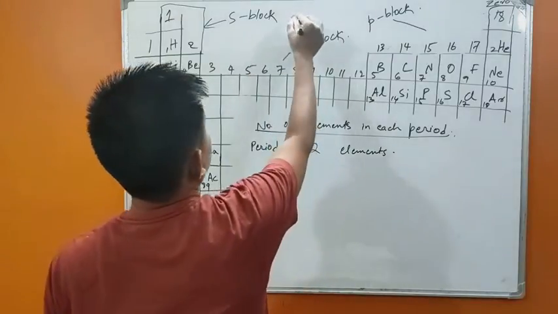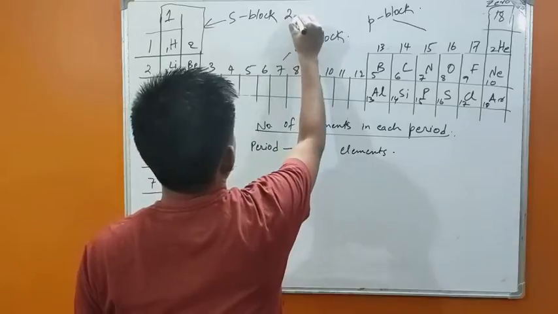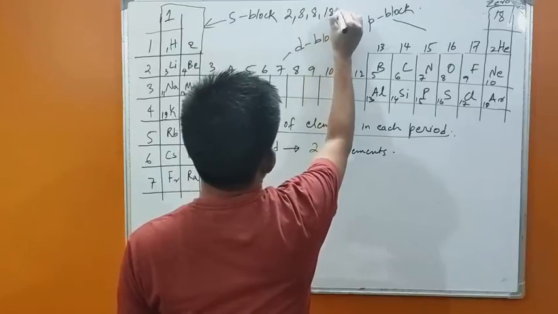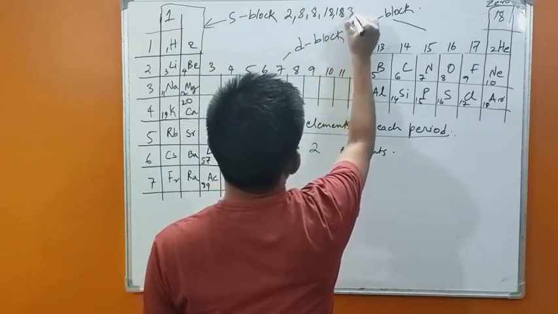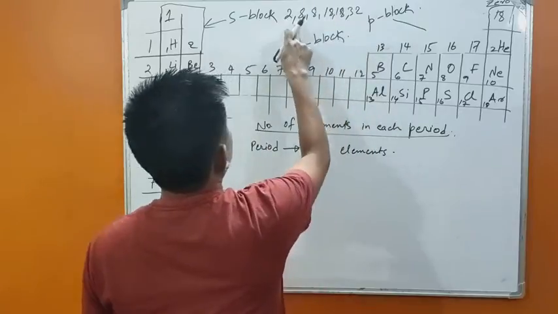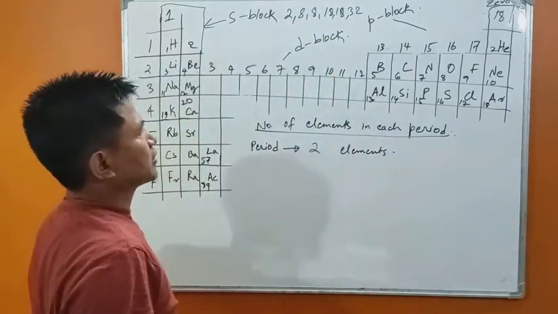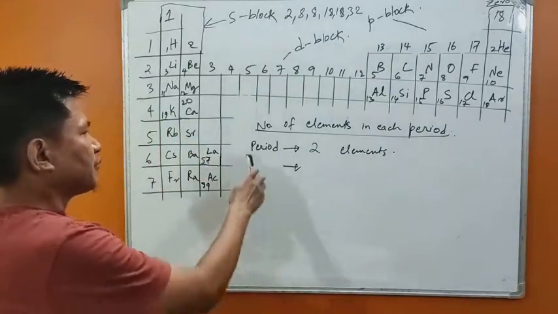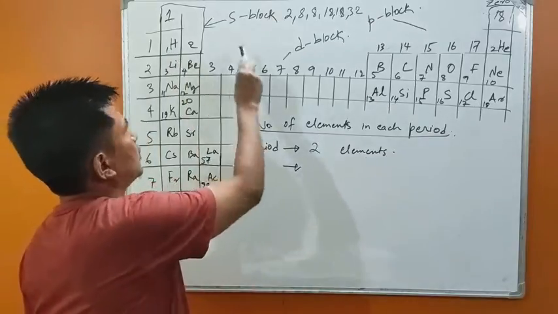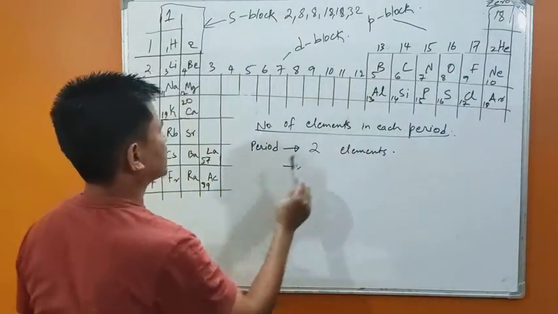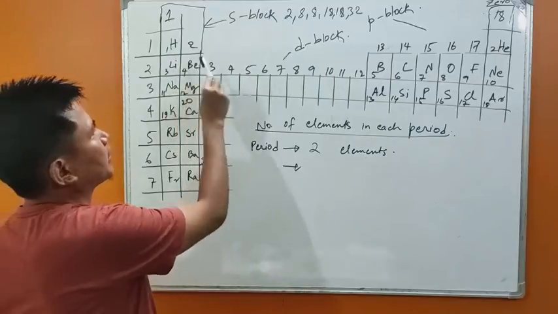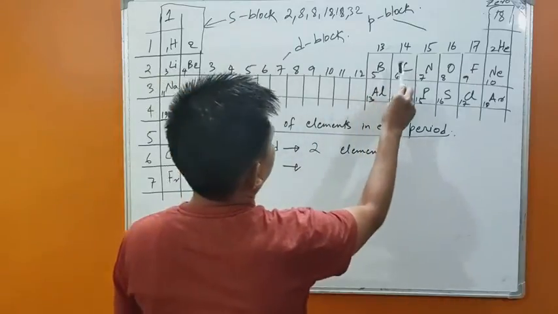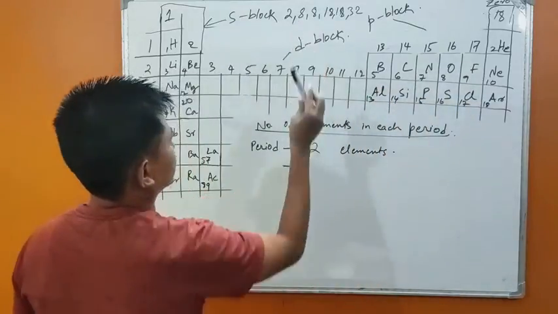To write this, you need to remember this magic number: 2, 8, 8, 18, 18, 32. We must remember this number, then it becomes very easy for us to remember the number of elements in each period. Period 1 contains hydrogen and helium, that is 2 elements, and period 2 contains lithium, beryllium, boron, carbon, nitrogen, oxygen, fluorine, neon. 1, 2, 3, 4, 5, 6, 7, 8 elements.